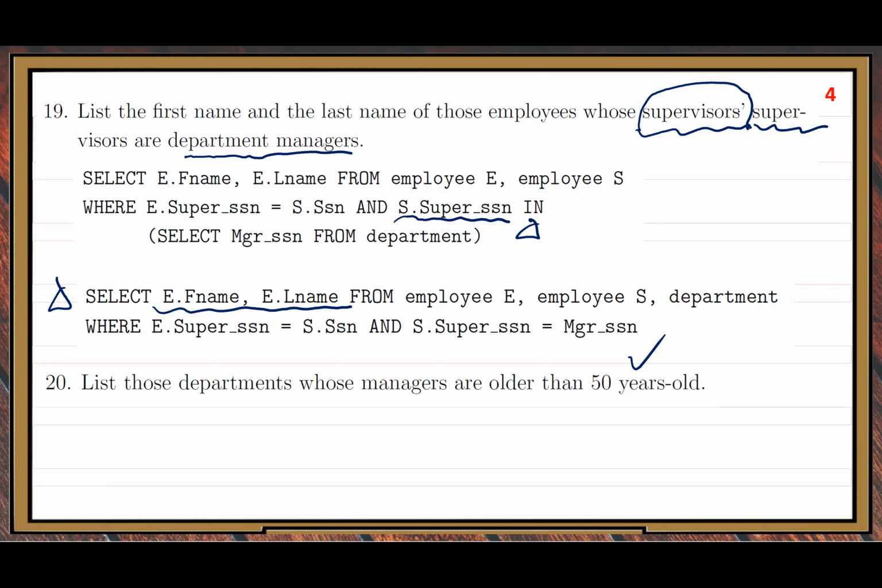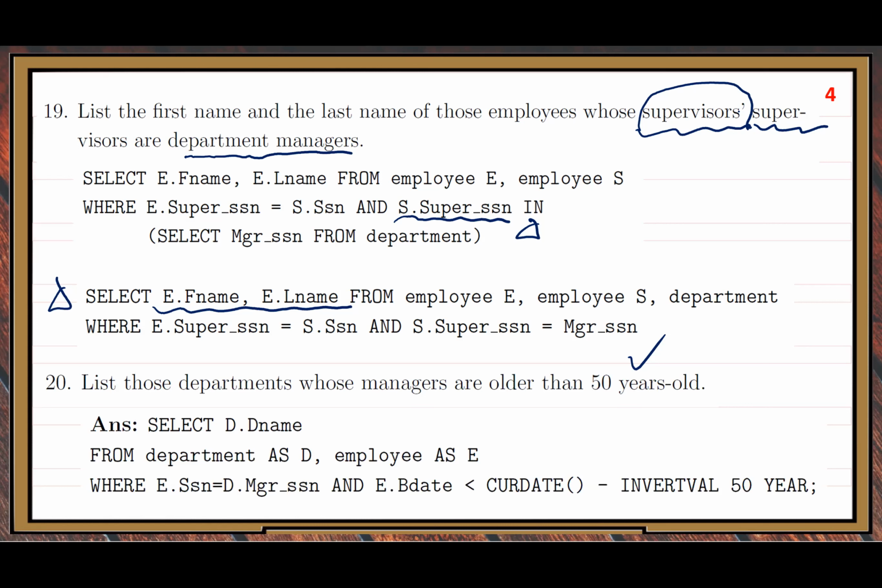List those departments whose managers are older than 50 years old. Because we have that information, the manager's birthday, we use the employee's birthday, not the manager's. So first we get that manager from the employee table, because we need this B day information. Then check older than 50 years old.